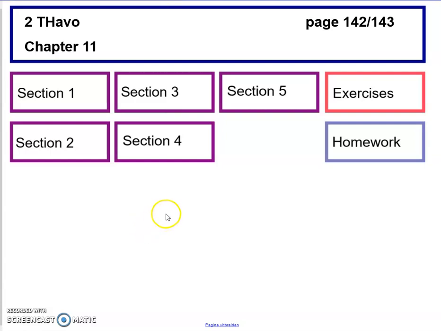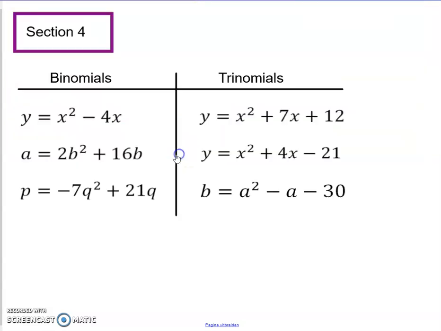Hello. In this video I'm going to talk to you about section 4 of chapter 11, and section 4 is about factorizing trinomials. Before I tell you how you can factorize trinomials, we're going to look at what trinomials actually are.